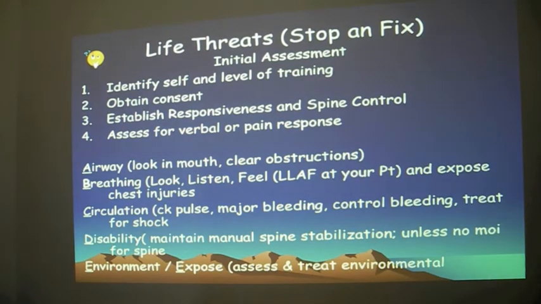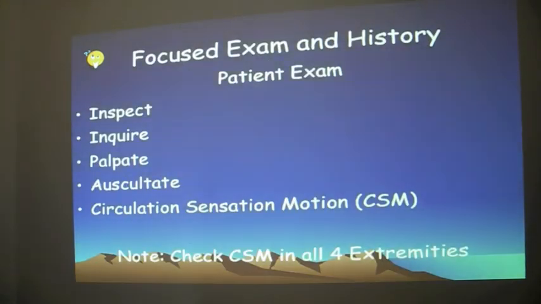So if you're moving down checking their chest and you touch somewhere on their chest and they say, ouch, that hurts, you need to bare the chest and look at where you just touched to see if there's an injury. Then we're going to do a focused exam and history. We want to inspect. We look, we inquire, we palpate, it means we feel, we listen, and we check CSM. This is circulation, sensation, motion. And you do that in all 4 extremities.